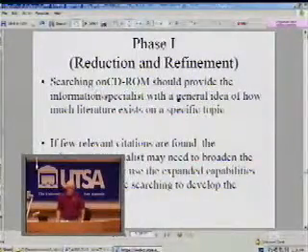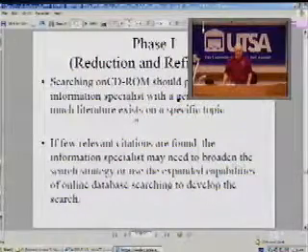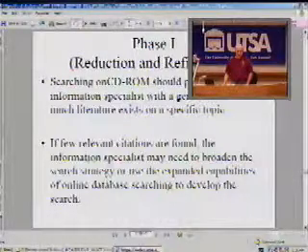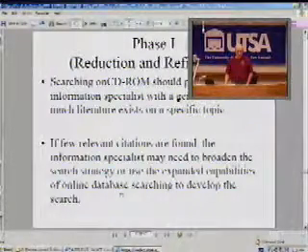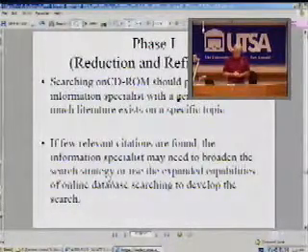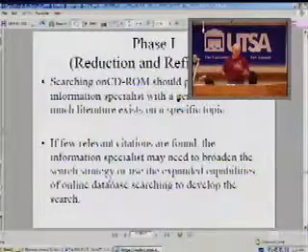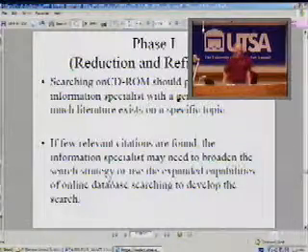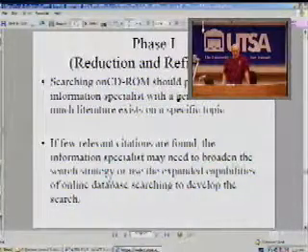Searching on CD-ROM should provide the information specialist with a general idea of how much literature exists on the specific topic, just how big of a list of hits you might get, and how useful that might be. If few relevant citations are found, the information specialist may need to broaden the search strategy or use the expanded capabilities of online database searching to develop the search. You saw the option that I took was the links provided, for example, on PubMed for related articles. You can click there and see the articles cited in that paper and newer publications that actually cite that paper. It can become cumbersome, but it is a quick way to link and do a quick scan.